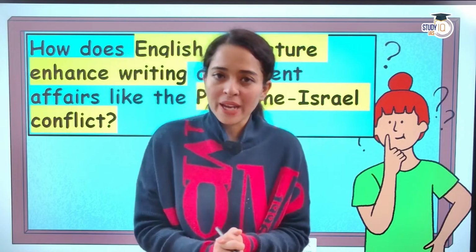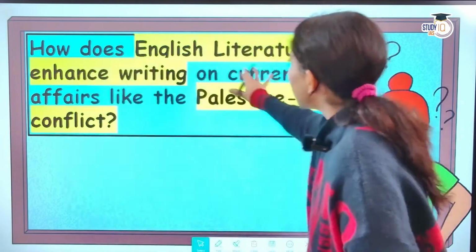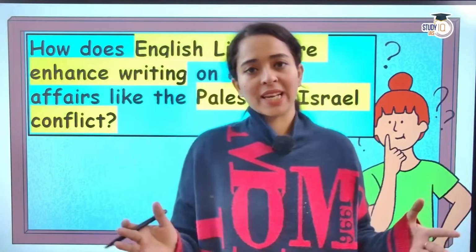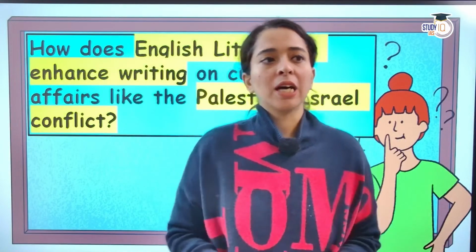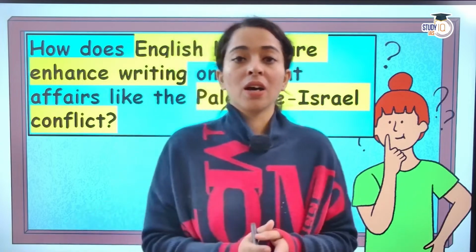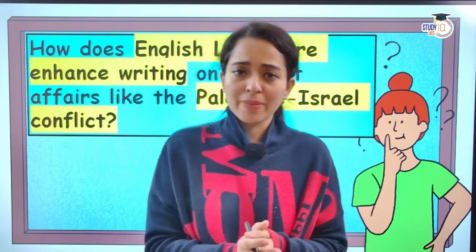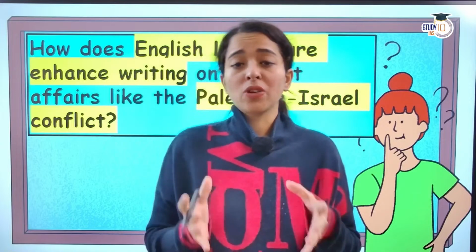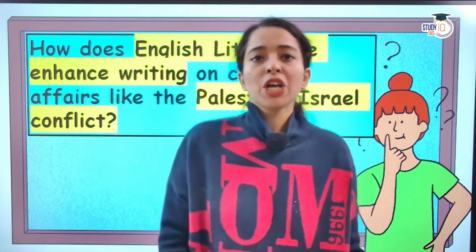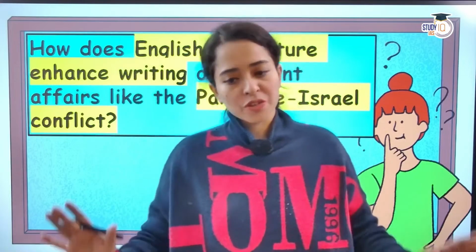So with that note, let's go ahead with the lesson for the day: how does English literature enhance writing on current affairs like the Palestine-Israel conflict. We know this conflict is a very potential question that can come in your exam, considering the escalated war that has been happening over the past 1 year across the globe, and everybody is affected by that. So considering it a very hot topic of debate that can come in your GS paper, I'm talking about GS paper 1, right?